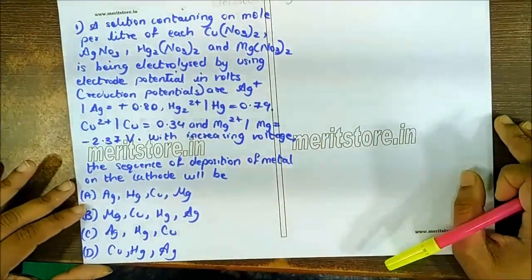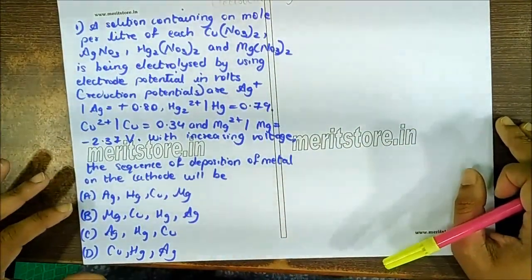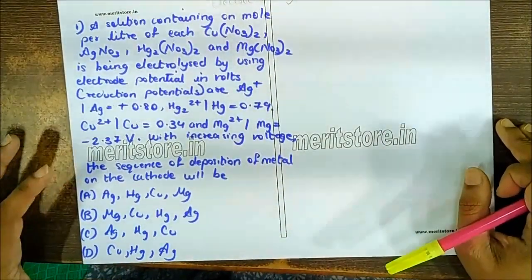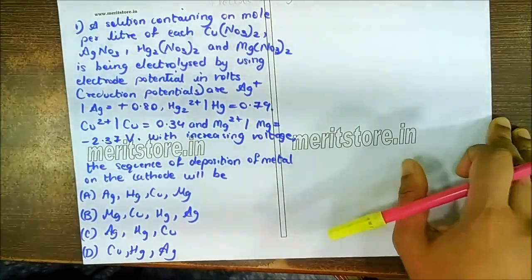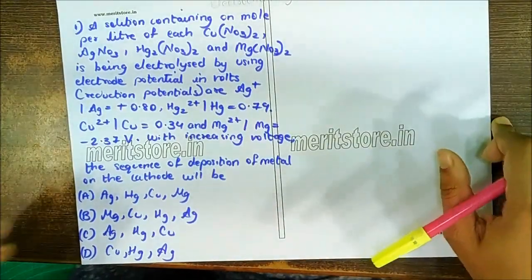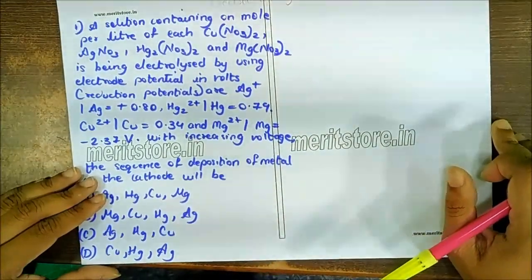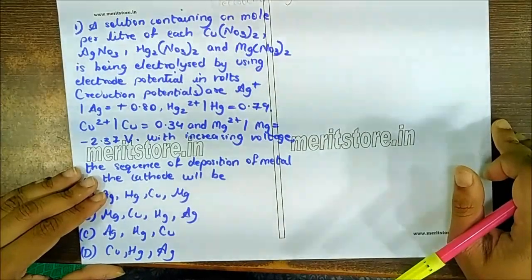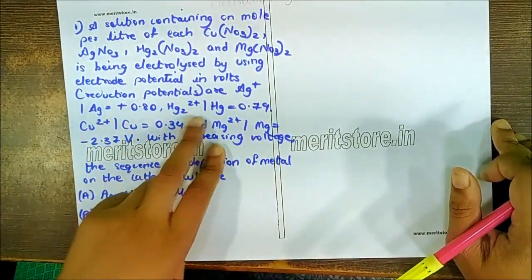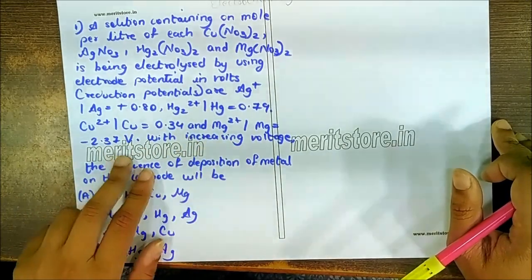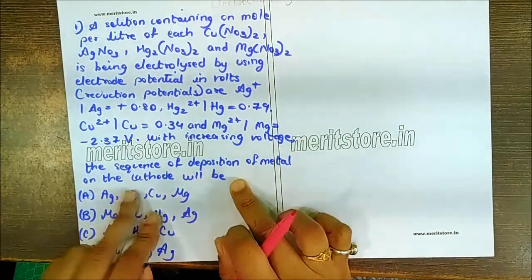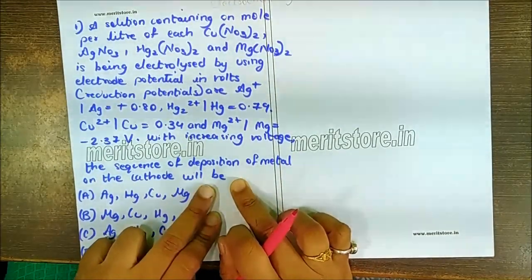Let us discuss the MCQs of electrochemistry. Question number 1: a solution containing 1 mole per liter of each of Cu(NO3)2, AgNO3, Hg2(NO3)2 and Mg(NO3)2 is being electrolyzed using inert electrodes. The reduction potentials in volts of silver, mercury, copper and Mg are given. With increasing voltage, the sequence of deposition of the metals at the cathode will be?